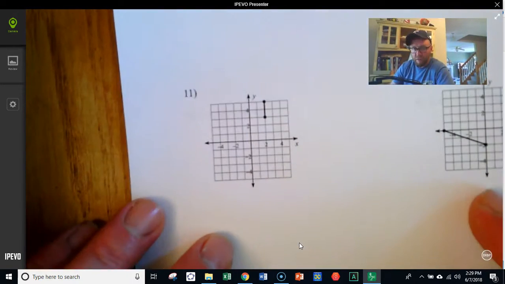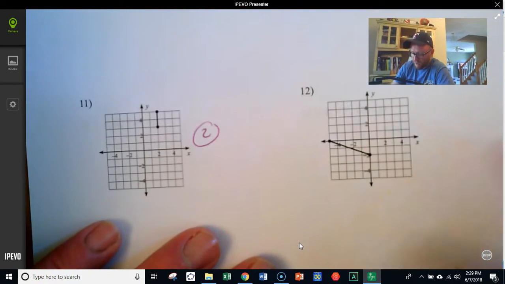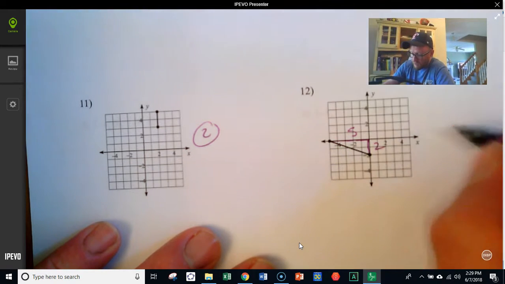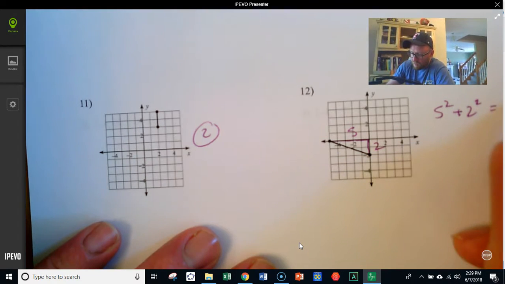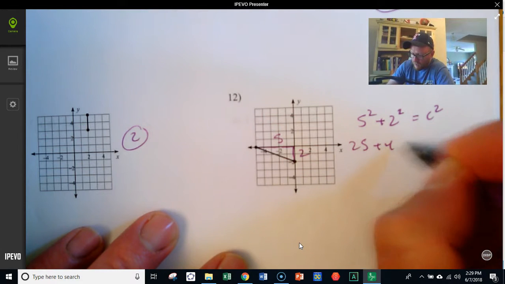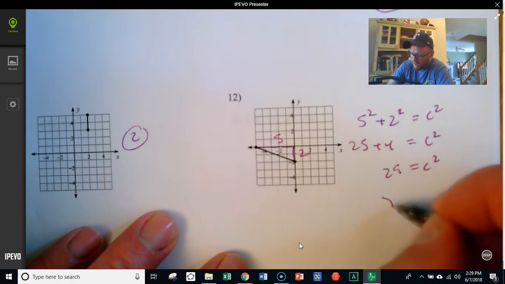Okay. Well, here, oh, that's an easy one. 2, we're done. Okay, next door here. Let's see. Drawing our triangle, 1, 2, 3, 4, 5, and 2. 5 squared plus 2 squared equals c squared. 25 plus 4 is c squared. 29 is c squared.